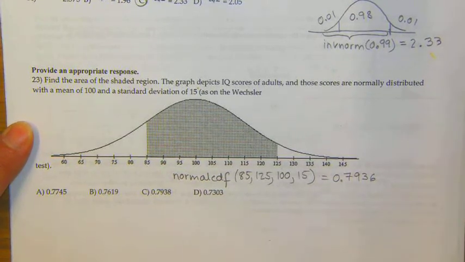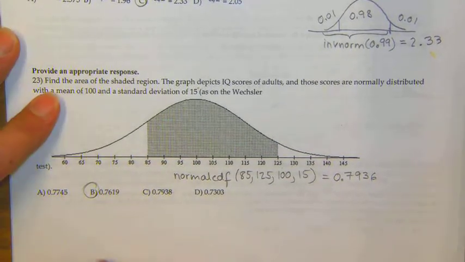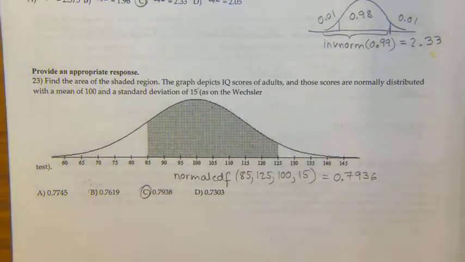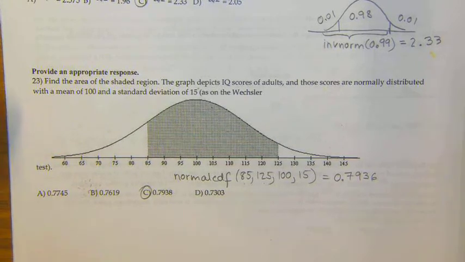Okay, and the closest value over here is 0.7619. Actually, sorry, no, it's C, 0.7938. Obviously, our value is going to be a little more exact since we've put in the exact numbers. If we convert them to z-scores and then round those to 2 decimals, it would give us a slightly different answer.